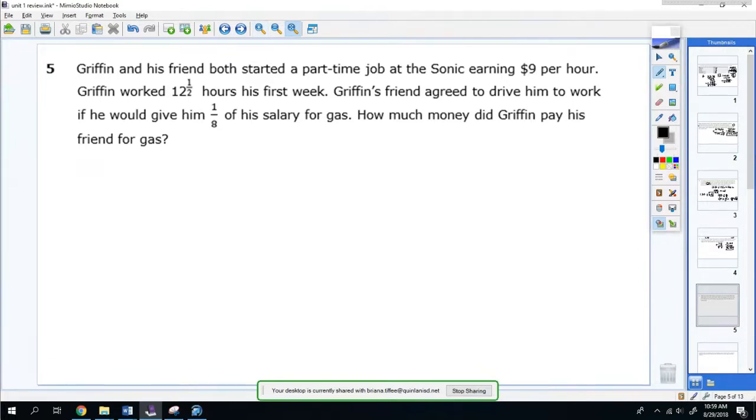So he worked 12.5 hours, which is just 12.5, and he makes $9 an hour. So you're going to multiply that by 9. When you multiply by 9, you get $112.50. Okay? That's how much he made. That's not our answer, though. They're asking us how much he's going to give his friend.